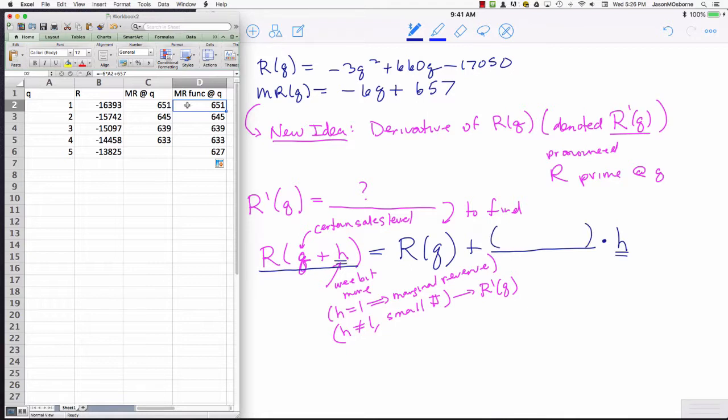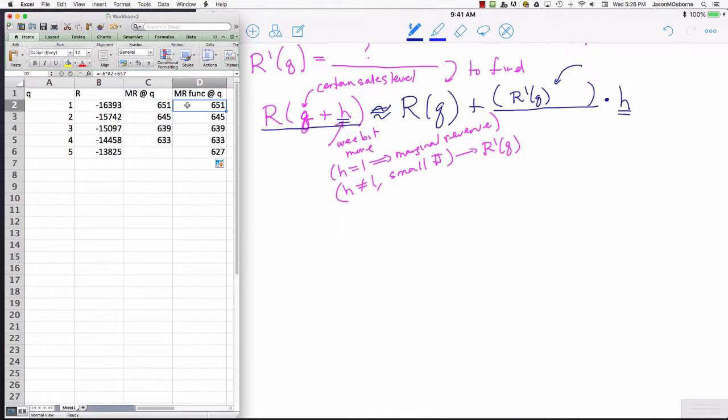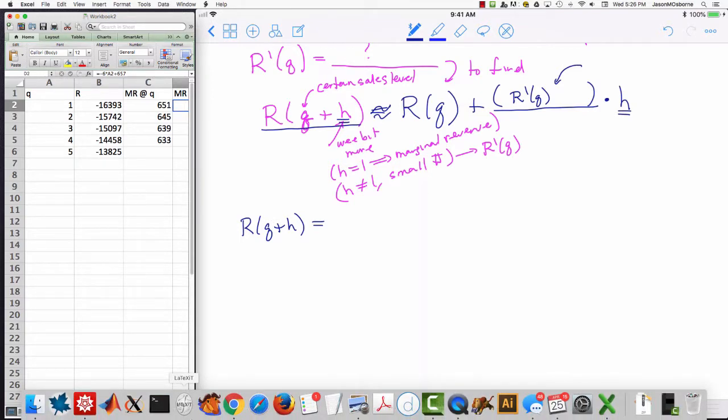Okay, the number or the function that's in front of the h, this is going to be what's called R prime of Q. So let me show you how this works. Okay, let's take our revenue function and put in Q plus a little bit more, a little bump in sales. Okay, and that would be minus 3 times (Q plus h) squared plus 660 times (Q plus h) minus 17050.